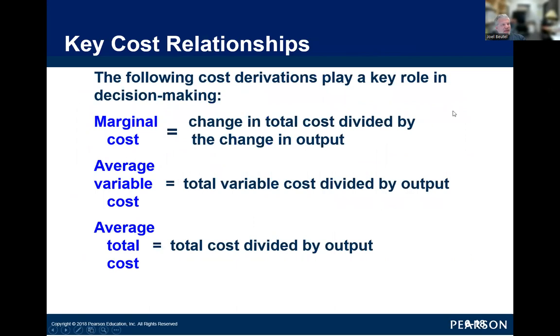So some more key cost relationships. We've got marginal cost. Once again, anytime we see marginal, it's just the change in something divided by the change in something. So in this case, it's the change in total cost divided by the change in the output level. The average variable cost is the total variable cost divided by the output, and the average total cost is the total cost divided by output.